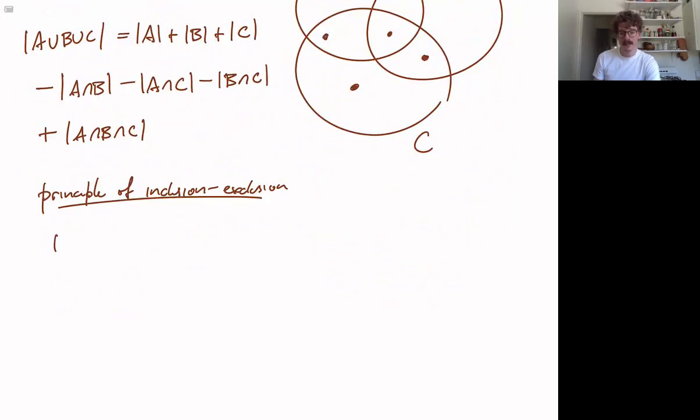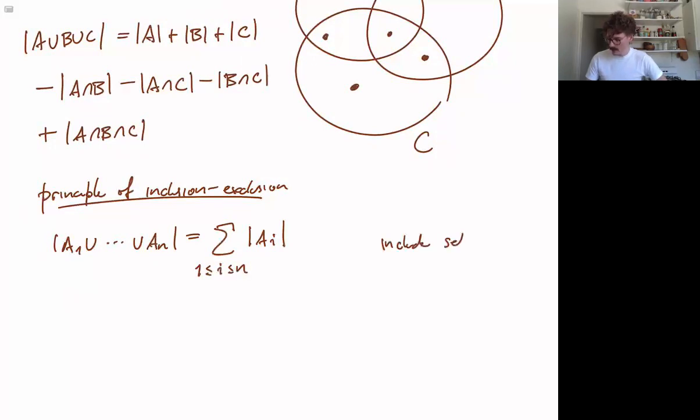So for n different sets, we have A1 union through An. How do we compute this? Well, again, we start with the sum of the cardinality of each set. So i is going to range between 1 and n. And then let's say we include sets and then subtract the intersections, Ai intersect Aj. So exclude intersections.